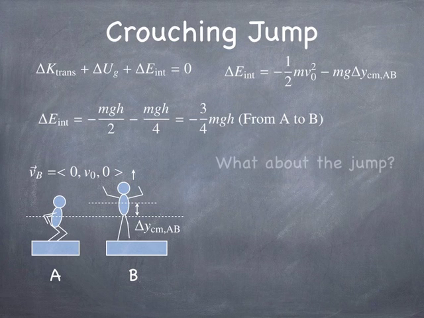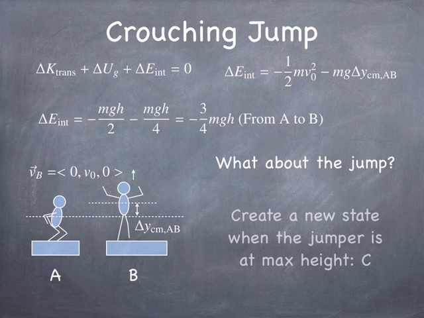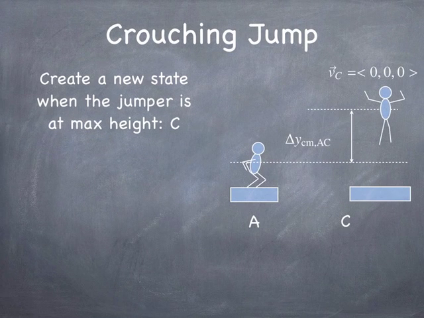Okay. Now, what about how high he jumps? How do I handle the jump? So the idea here is we create a new point. We'll call it point C. Right now we've been dealing with the point when he's crouched and the point when he just got off the floor. Now we're going to create a new point called C when he reaches his maximum height. And at that moment his velocity goes to 0 and he reaches a delta y that we want to find out. How high does he go? So let's work it out.